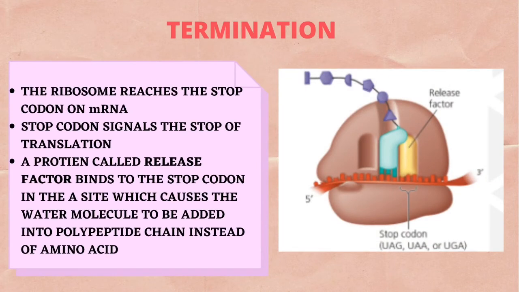Next is the last stage, termination. The ribosome reaches the stop codon on mRNA. Stop codon signals the stop of translation. A protein called release factor binds to the stop codon in the A site, which causes the water molecule to be added into polypeptide chain instead of amino acid.